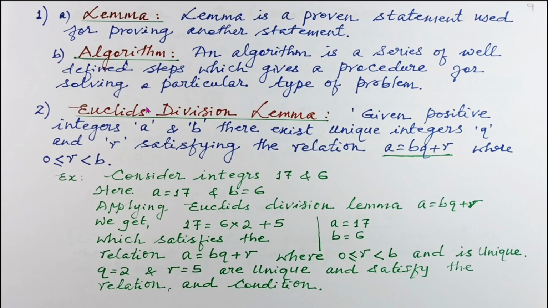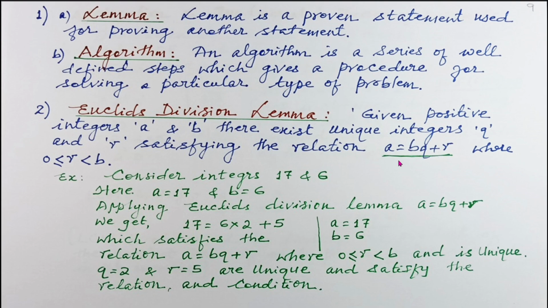Again I'll repeat. Euclid's division lemma states that given positive integers a and b, there exist unique integers q and r satisfying the relation a is equal to bq plus r, where r is equal to or greater than 0 but less than b. So this is Euclid's division lemma. The meaning is, if there are two integers a and b, there exist integers q and r which are unique and satisfy the relation a is equal to bq plus r. We'll understand this relation a bit later.